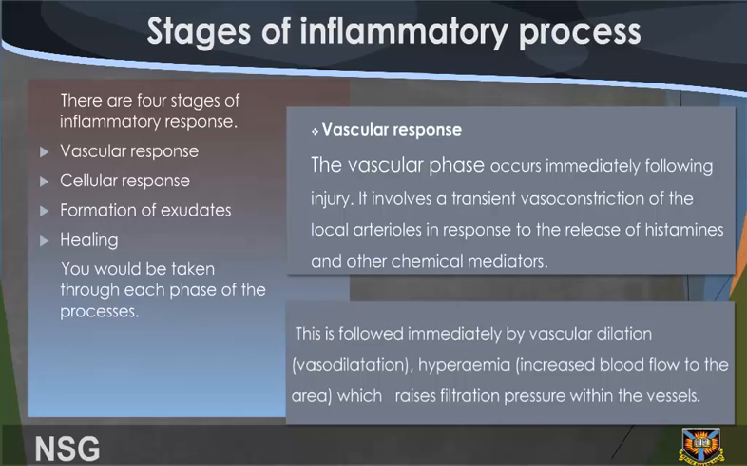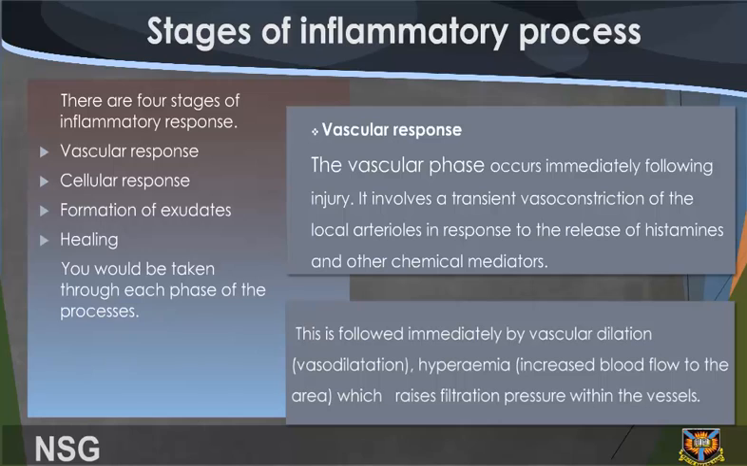Stages of inflammatory process. There are 4 stages of inflammatory response: vascular response, cellular response, formation of exudates, healing. You will be taken through each phase of the processes. Vascular response. The vascular phase occurs immediately following injury. It involves a transient vasoconstriction of the local arterioles in response to the release of histamines and other chemical mediators.